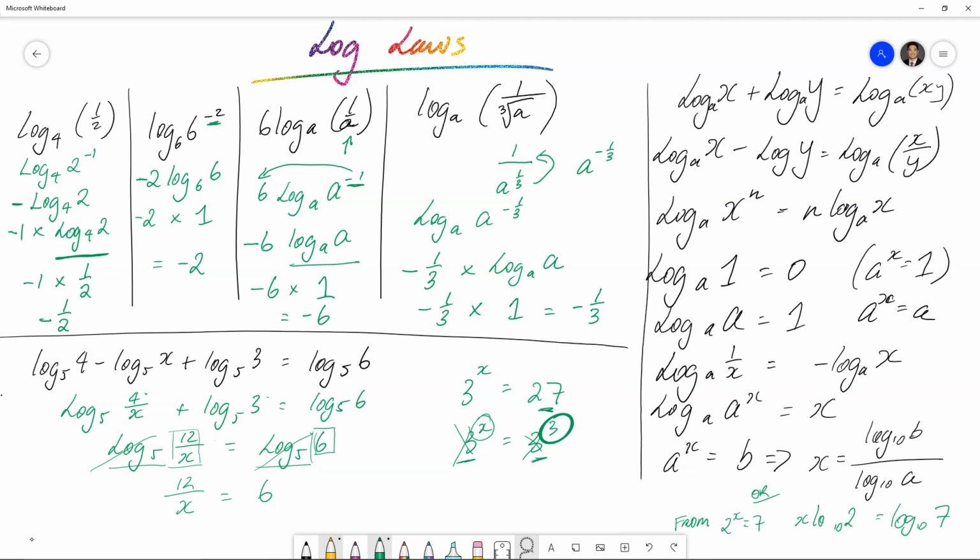All right, so now we're just working out, well, 12 divided by what gives you 6? x is going to equal 2.